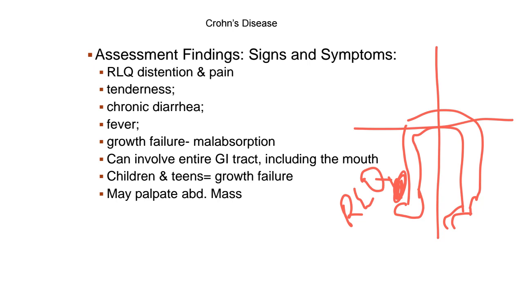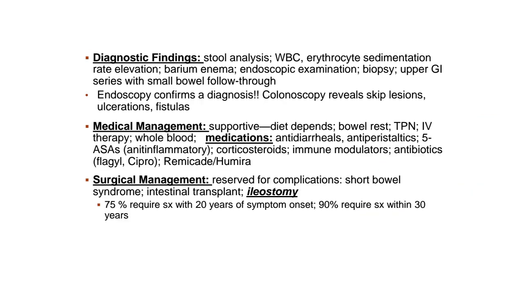It can involve the entire GI tract, including the mouth with mouth ulcers, and with children and teens can lead to growth failure. Usually appears in early adolescence. If it's swollen, you could palpate an abdominal mass. The main diagnosis here is going to be from laboratory work. White blood cells will be elevated. ESR will be elevated, the erythrocyte sedimentation rate. Those are inflammatory markers. May also have a CRP done. The C-reactive protein will be elevated.